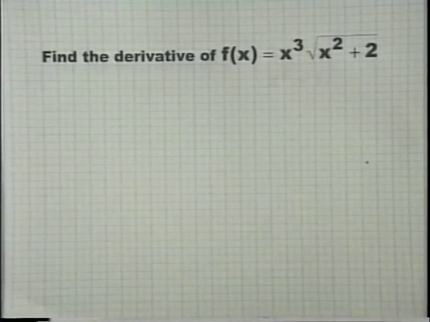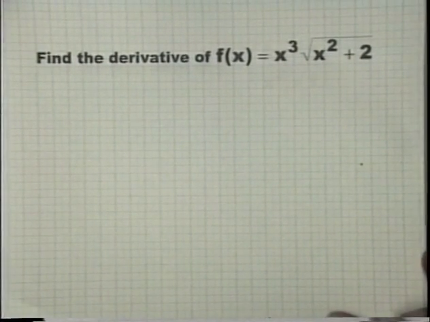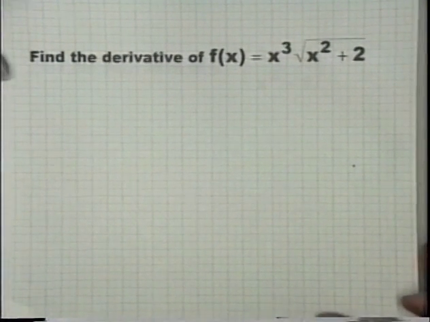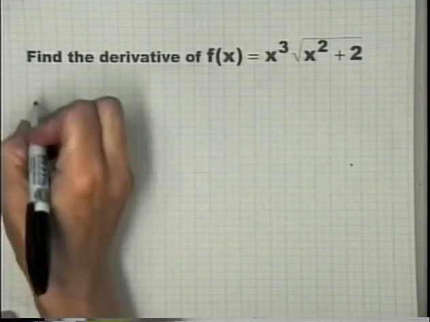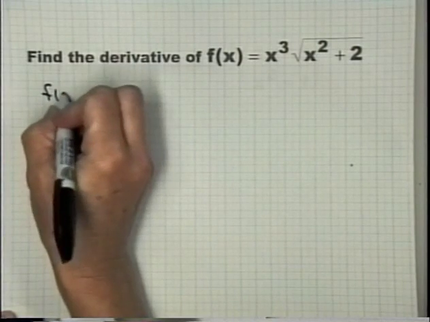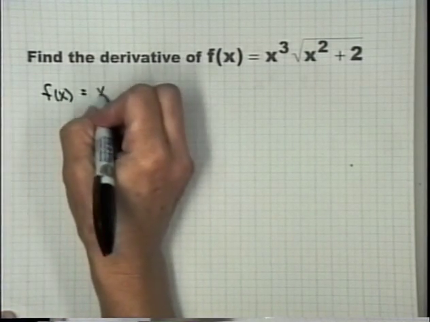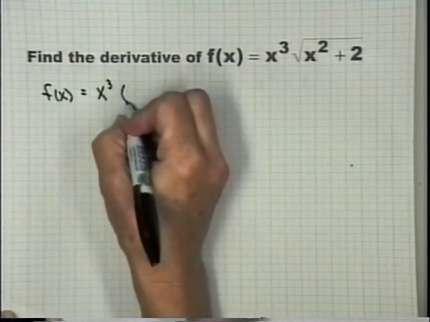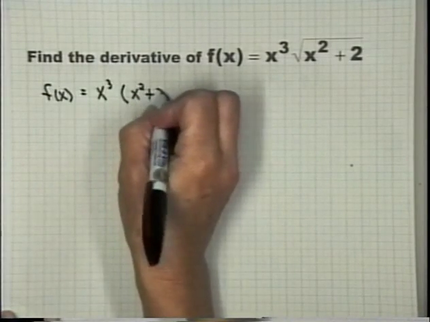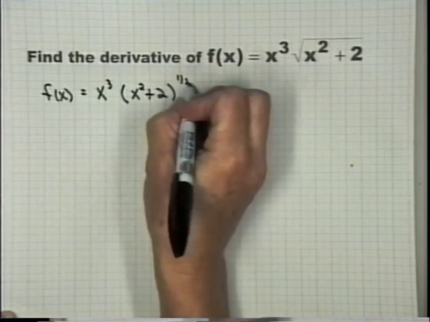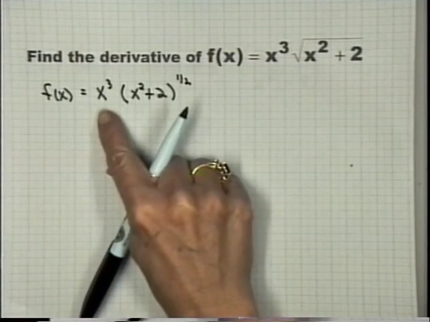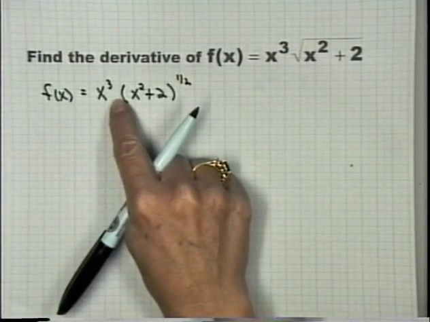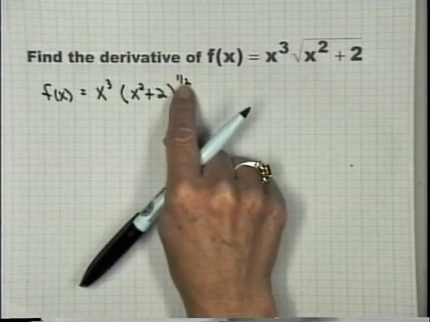Our next example is to find the derivative of f of x equals x cubed times the square root of x squared plus 2. Now, again, instead of a radical format, I'm going to use the power form. So we have x cubed, then we have the quantity x squared plus 2 to the 1/2 power. Now, it's going to be very important that you see, again, the format. Notice x cubed is what? Times the x squared plus 2 to the 1/2.